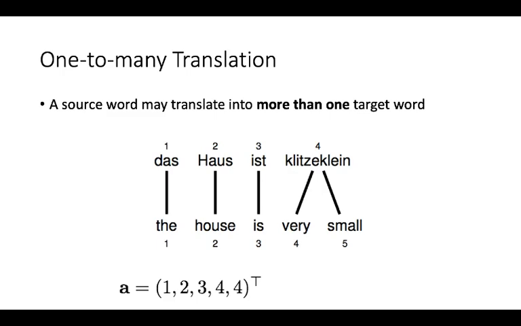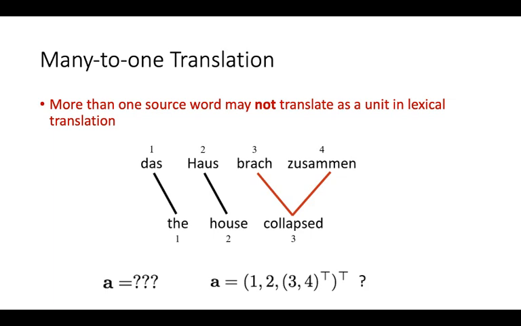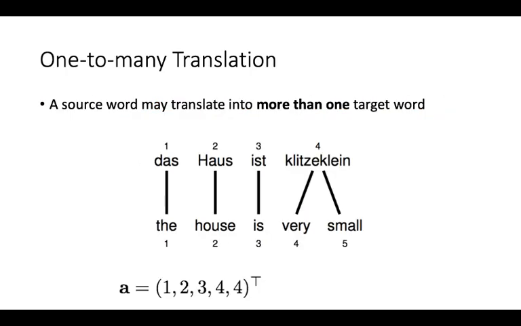But if more than one source word is translated into one token, what happens? Can we write the alignment like this? No, there will be a problem. But in that case, there's an extension of word-level lexical translation. It's a phrase-based MT system, and I will cover that in a few slides.